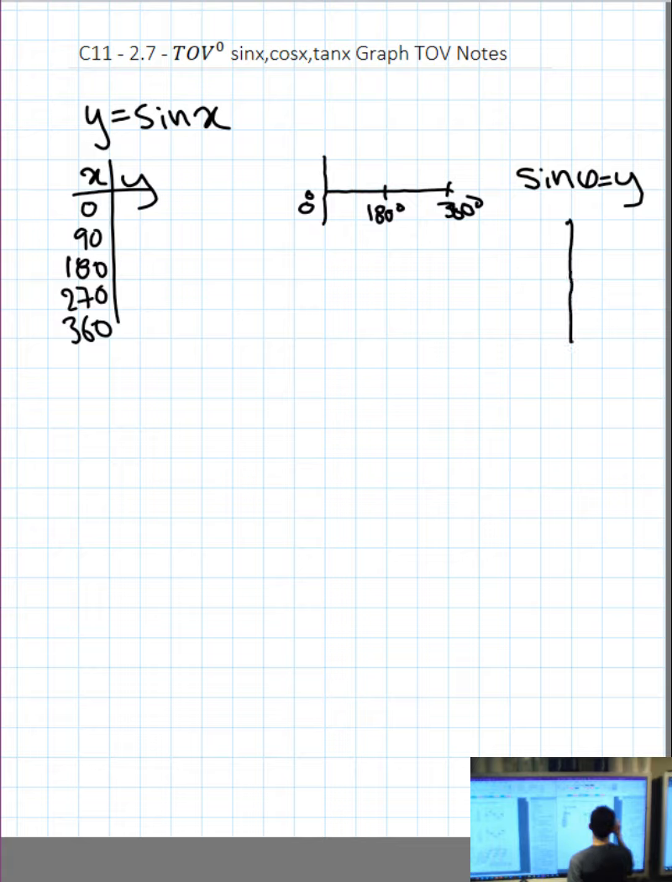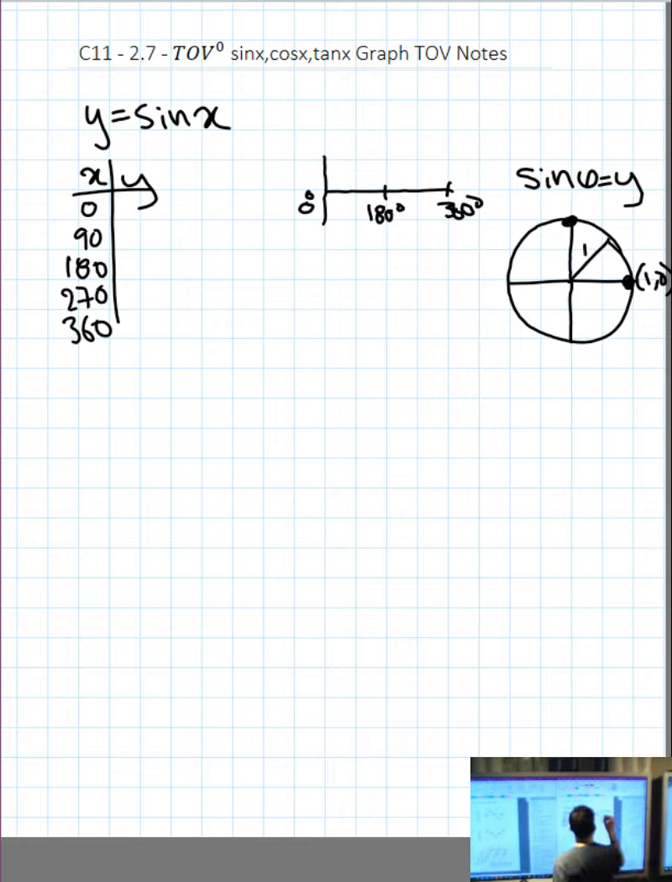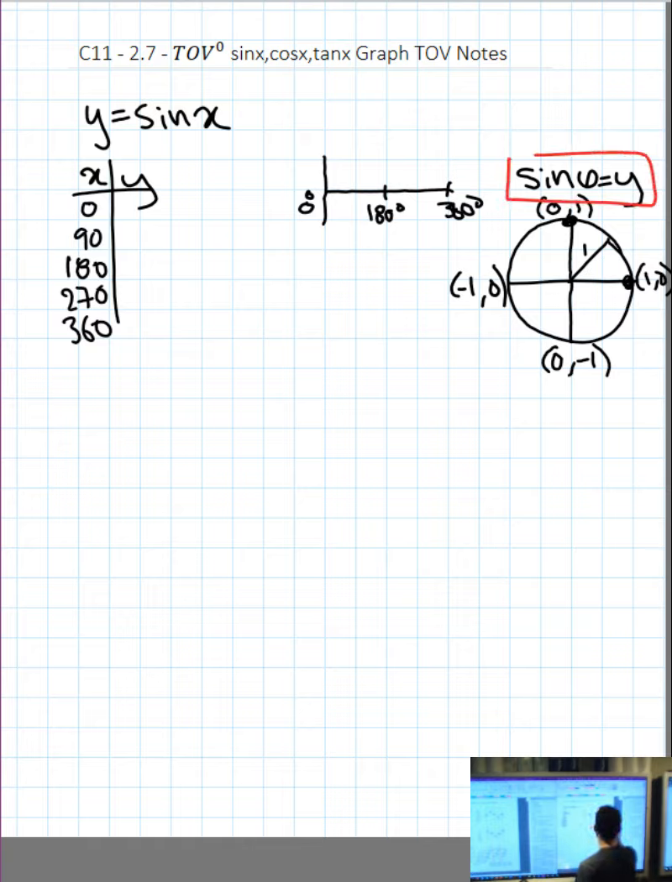So I'm going to draw a unit circle down below, and I'm going to put just the points on. 1, 0. Remember, we have a radius of 1. The unit circle has a radius of 1, so all the points are going to have a 1. Then we have 0, 1 at the top. Then at 180 degrees, straight off to the left, we have negative 1, 0. And then straight down, we have 0, negative 1. So the unit circle. And again, sine theta is the y value of the unit circle.